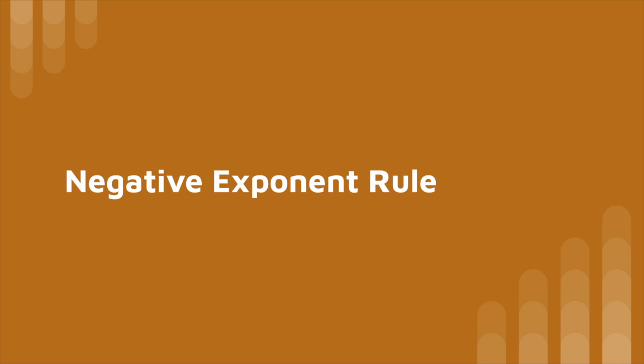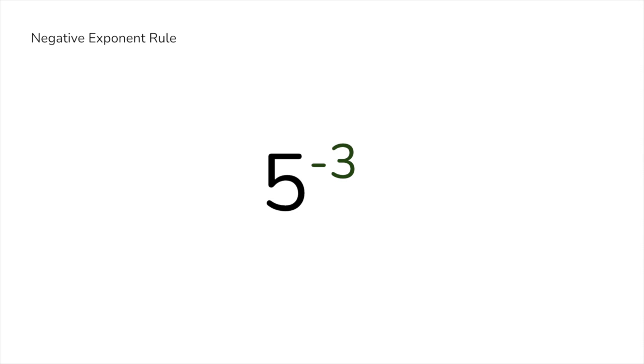Now that we've gone over what happens with positive numbers, let's see what happens with negative numbers. When you have a negative exponent, what you want to do is actually flip the number upside down to make the exponent positive, or you take the reciprocal. This may sound confusing, so let's look at an example. 5 to the negative third power.